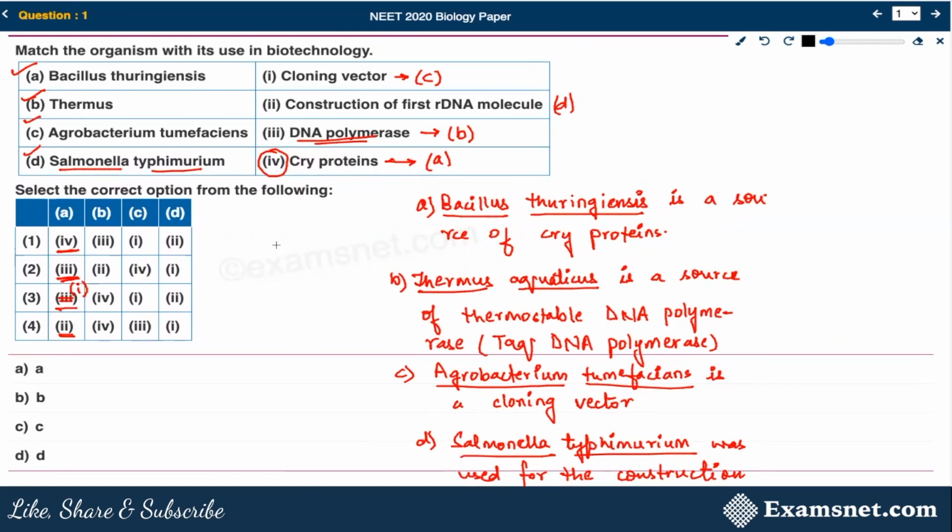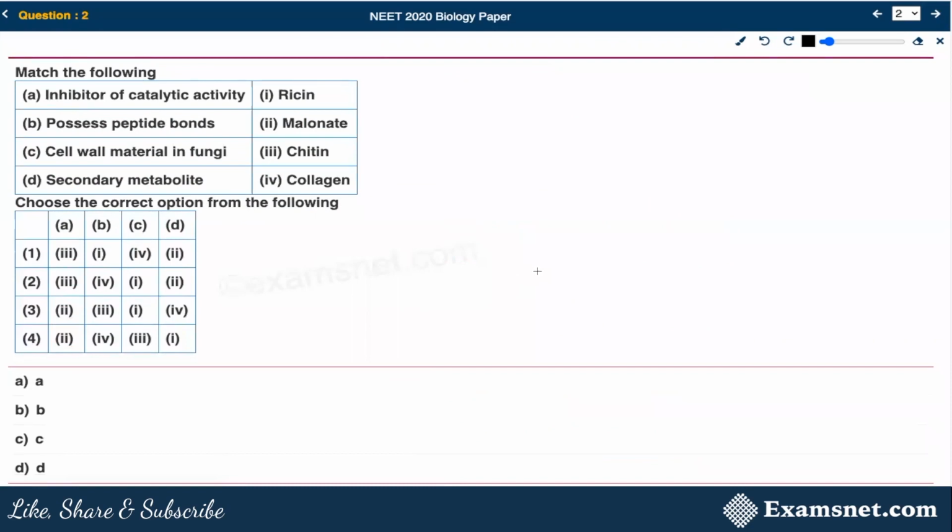According to the given options, option A is considered to be the correct answer. Clear? So this is the first question. Now let's move on to the next question, which is again a match-the-column question. You have to match with the correct options. Out of all the options, let us take a look at the different categories. The first option says regarding the inhibitor of the catalytic activity.